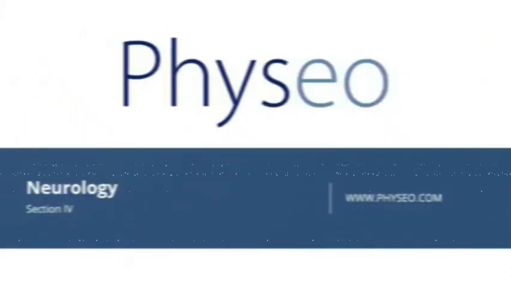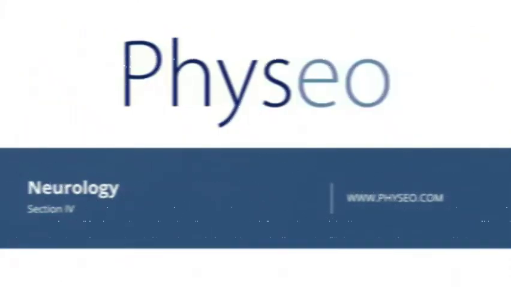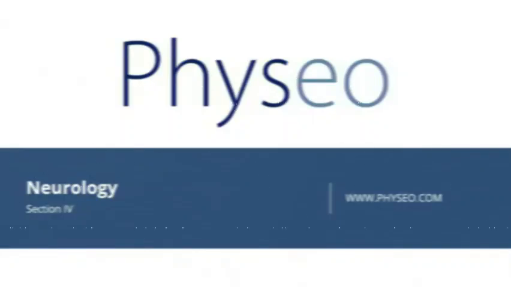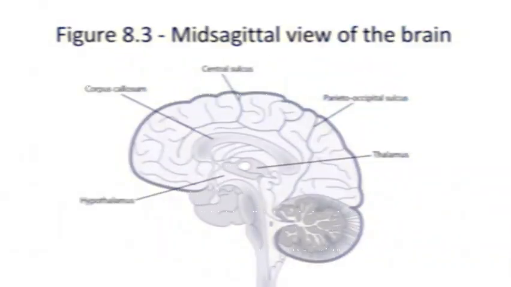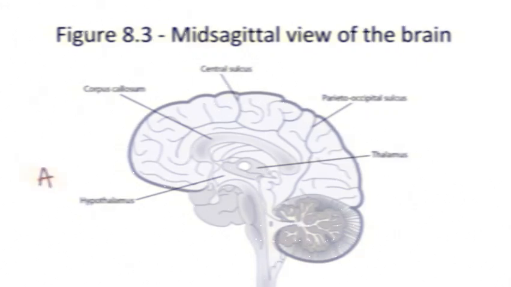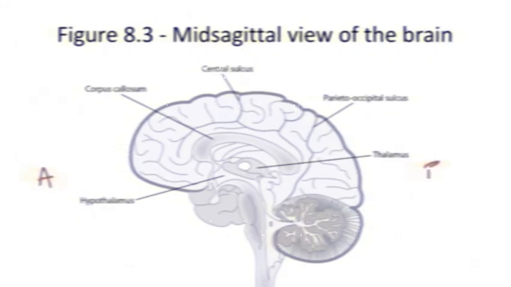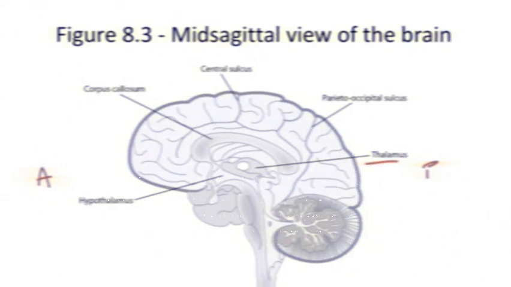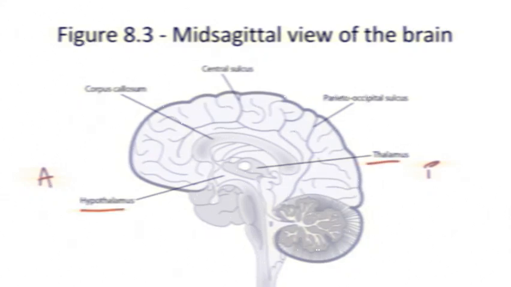Welcome to section 4 of neurology. In this section, I will be discussing the hypothalamus, thalamus, and the limbic system. Let's get started. This is figure 8.3 from your text, which is a mid-sagittal view of the brain. Again, this is anterior, and this is posterior. In this image, we can clearly see the thalamus right here, and we can also see the hypothalamus.